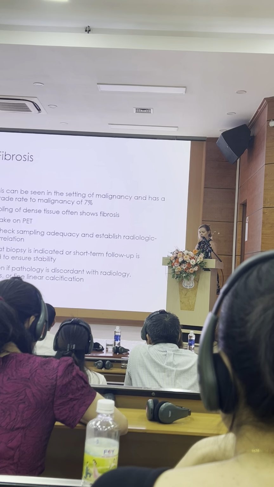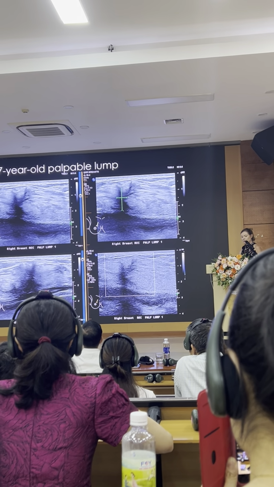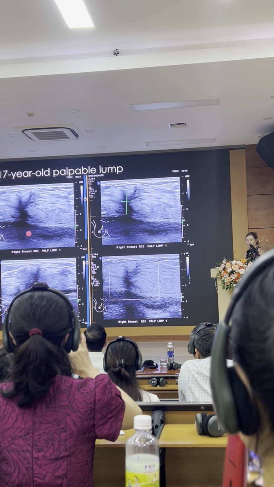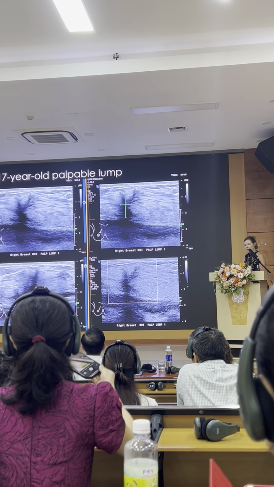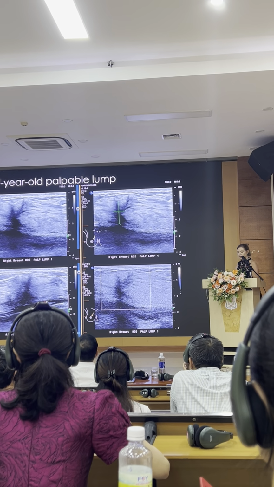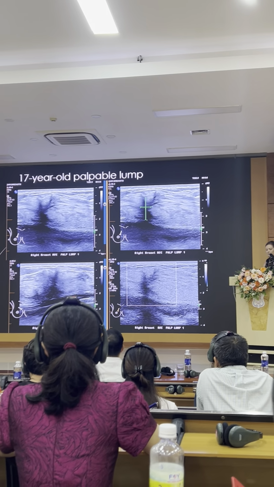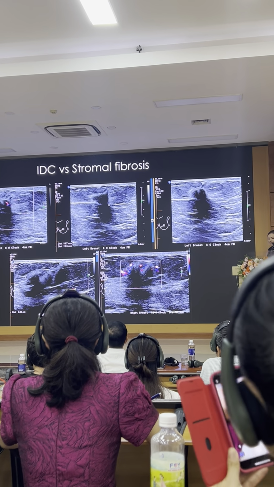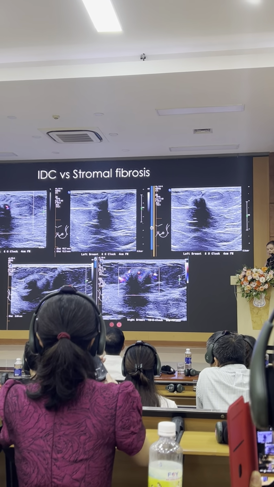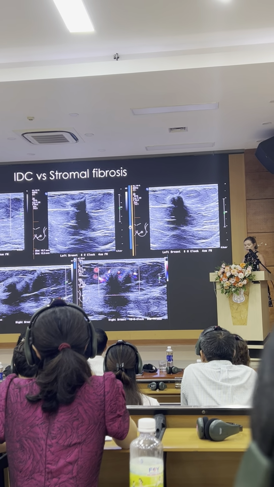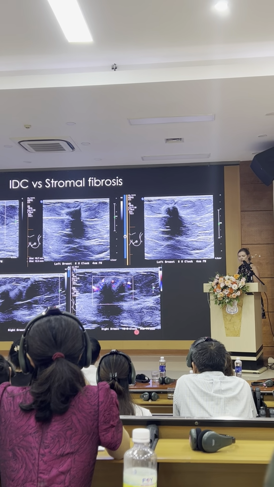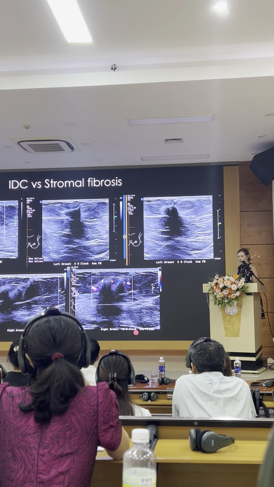This case is of a 17-year-old girl who presented with a palpable lump. You can see this very irregular, hypoechoic spiculated lesion with some associated distortion. She had very dense glandular tissue. This was biopsy-proven stromal fibrosis. And this down here was the case that I showed you earlier, and this was a case that showed up on the same day of invasive ductal cancer. And you can see the similarities between the two. This is definitely one of the lesions that needs biopsy and follow-up, if not surgical referral.